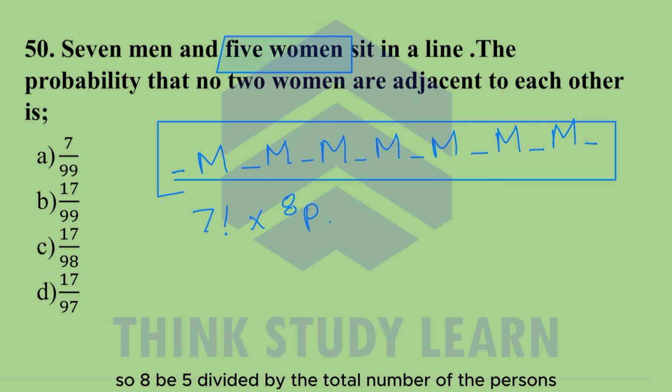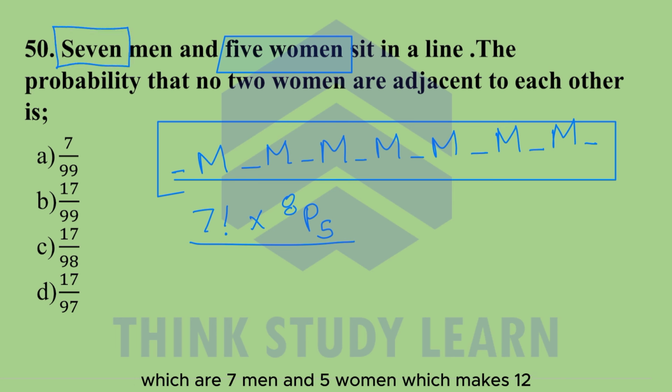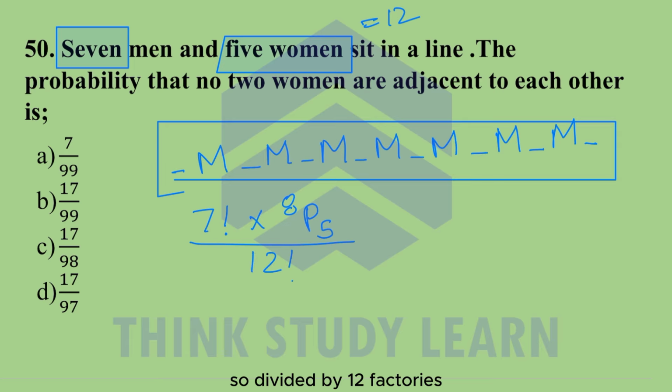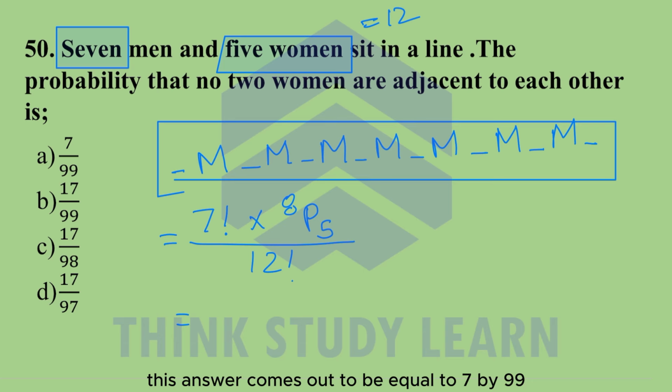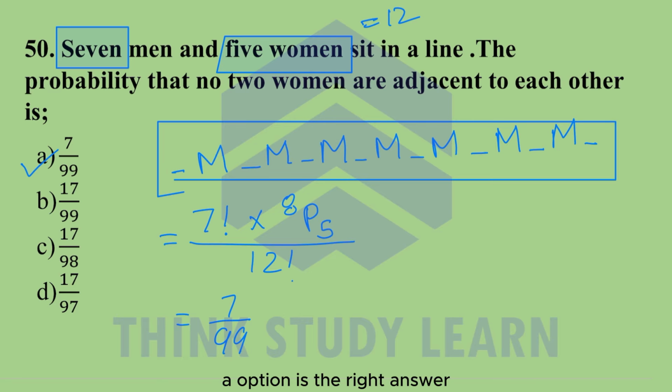So 8P5, divided by the total number of persons, which are 7 men and 5 women, which makes 12. So divided by 12 factorial. This is the formula for the probability. When we solve this, the answer comes out to be equal to 7 by 99. A option is the right answer.